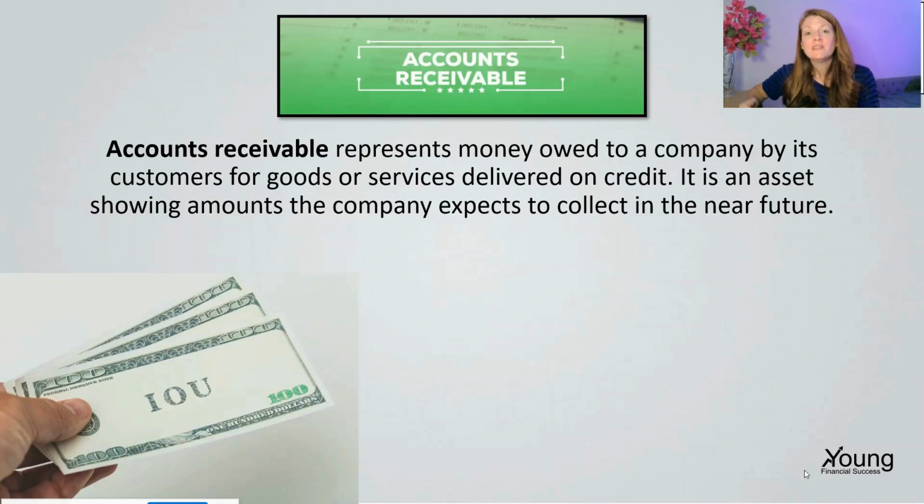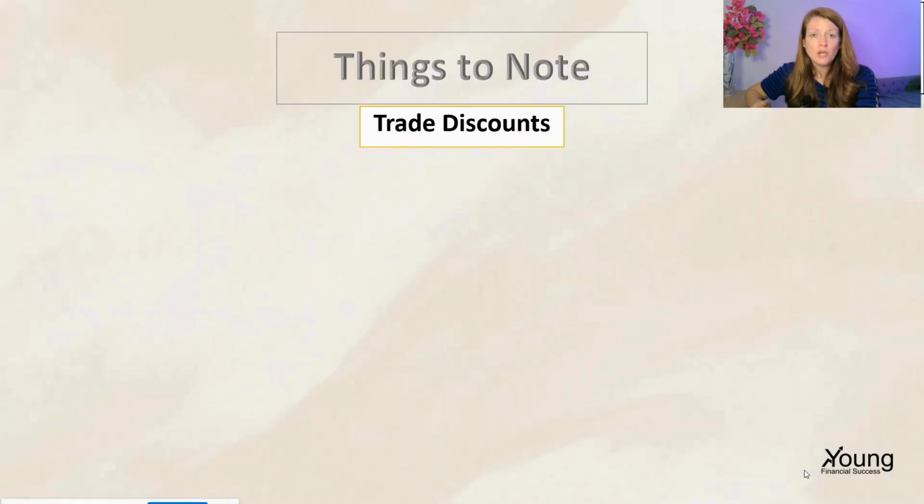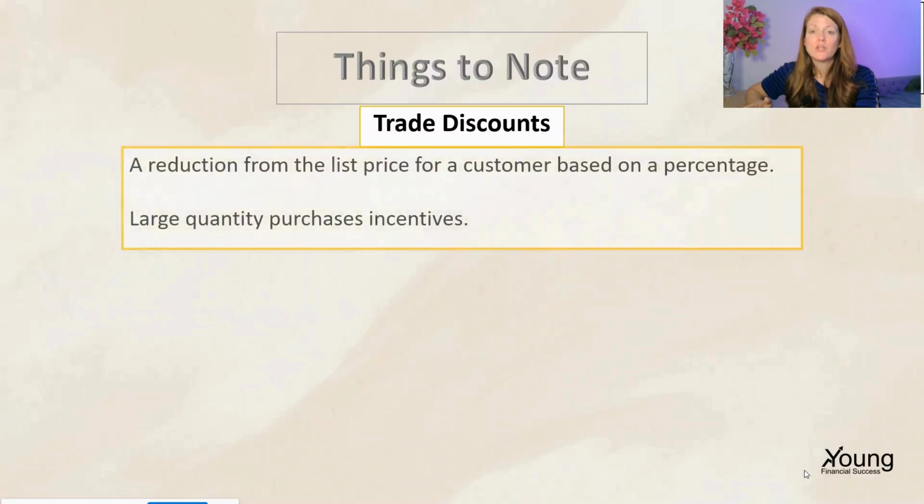We know that this is created anytime we see that we made a sale to a customer and it was on credit. That tells us they didn't pay cash right away. Instead, that tells us that this is going to be an asset that is really like an IOU. The customer owes us later on. So things to note, trade discounts. So this is a reduction from the list price for a customer based on a percentage.